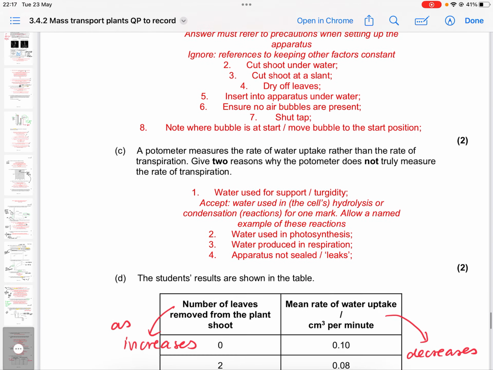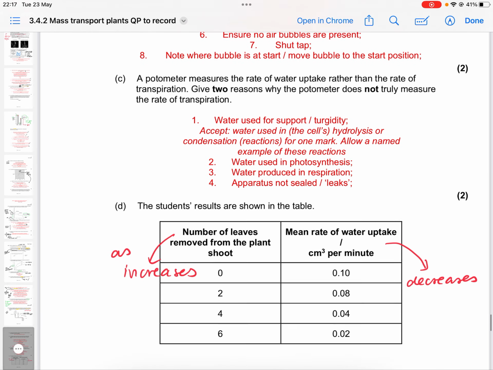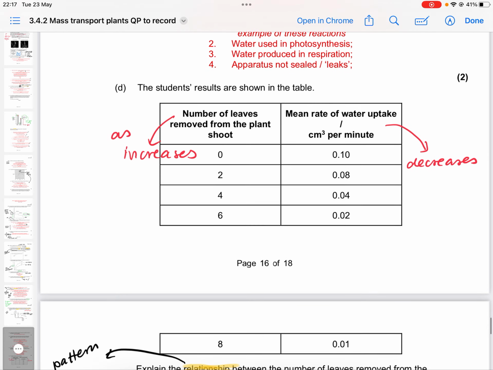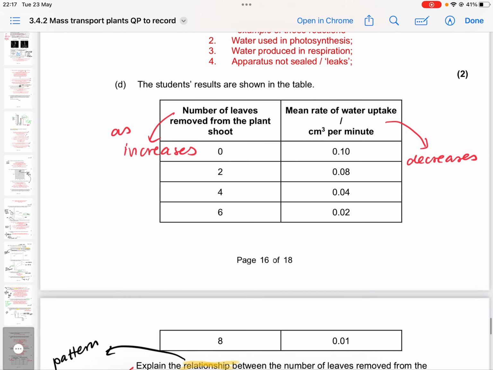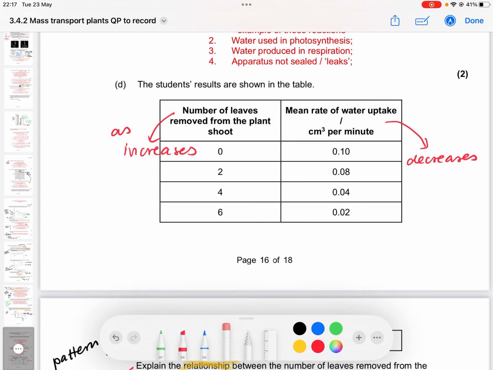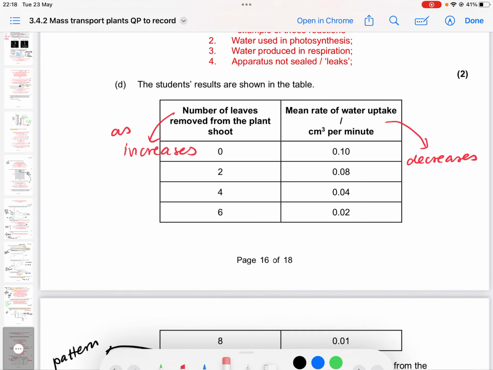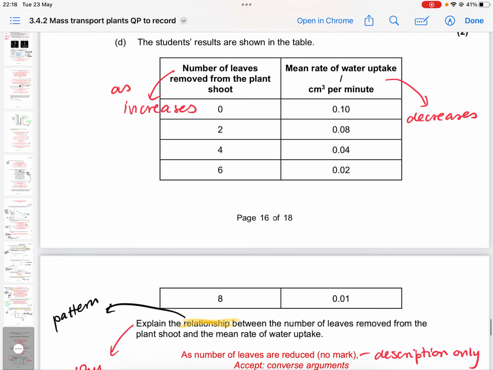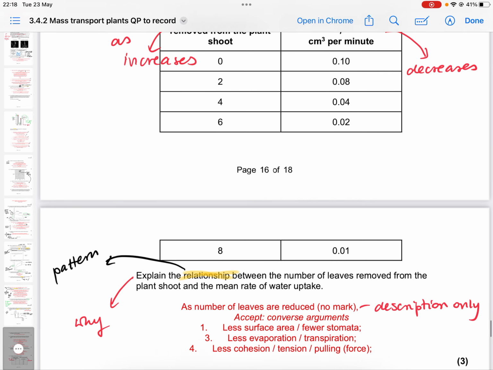The students have recorded the results here in the table, and we need to look at the relationship, so the pattern. If we look here at the pattern, as the number of leaves increases, the mean movement of the water decreases. So that's the pattern. We can see that, but that's description. We needed to explain why. So why is that the case?